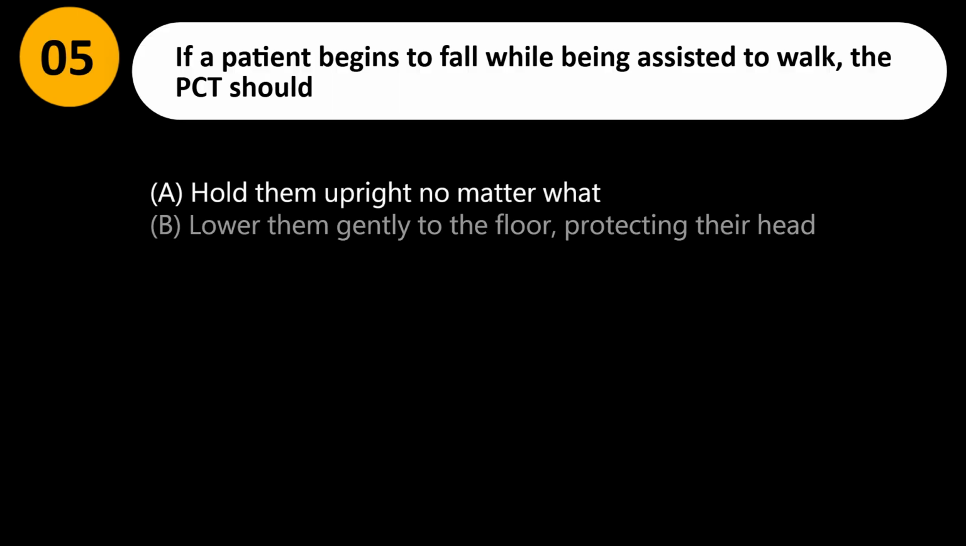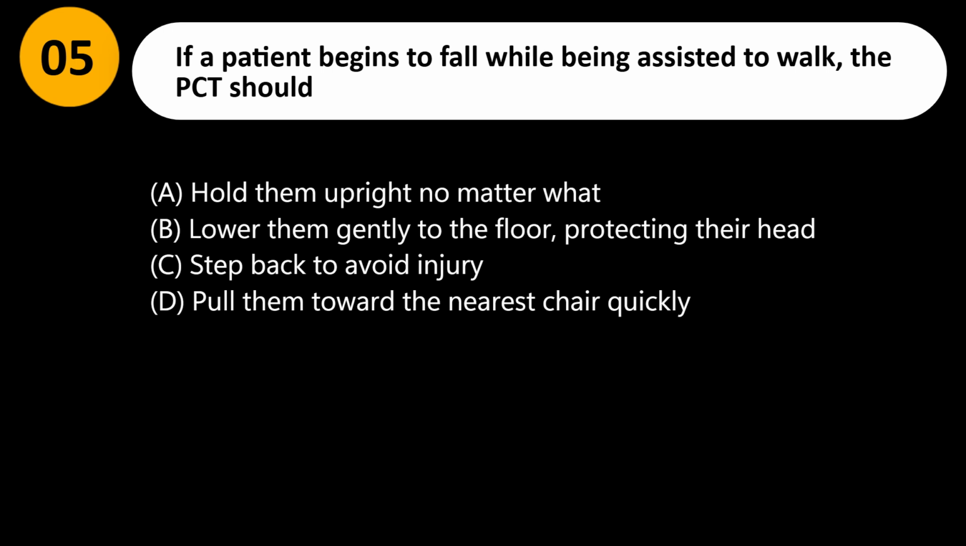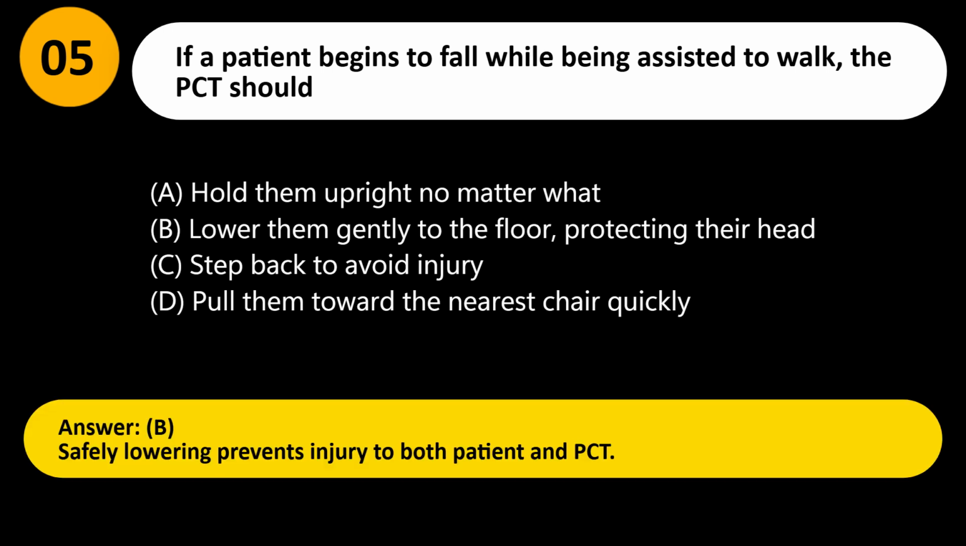If a patient begins to fall while being assisted to walk, the PCT should: A. Hold them upright no matter what. B. Lower them gently to the floor, protecting their head. C. Step back to avoid injury. D. Pull them toward the nearest chair quickly. Answer: B. Safely lowering prevents injury to both patient and PCT.